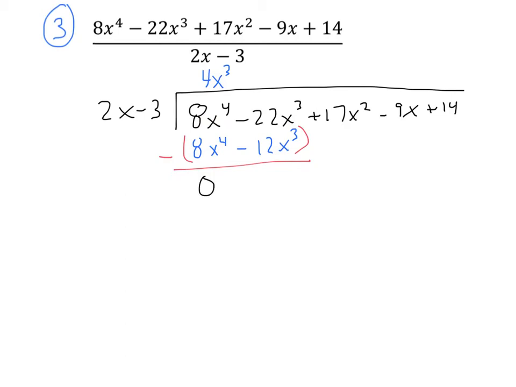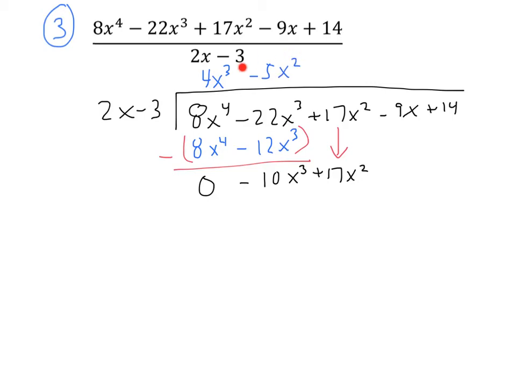Here, you have to be careful. Negative 22x cubed. Subtracting a negative is the same thing as adding. So negative 22x cubed plus 12x cubed is going to be negative 10x cubed. All right, let's bring down this 17x squared. And we're going to focus on just this 2x and this negative 10x cubed. 2x goes into negative 10x cubed negative 5x squared times.